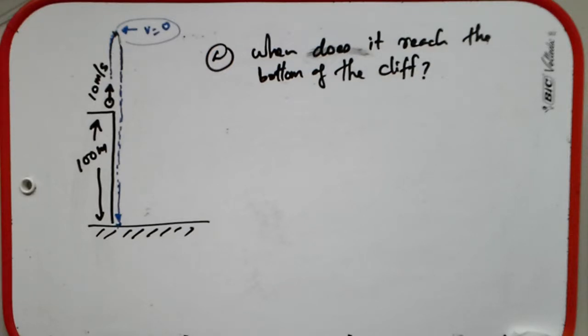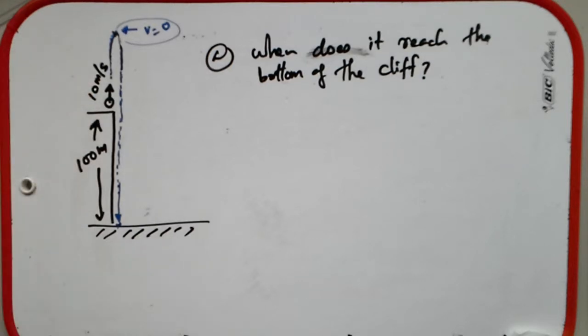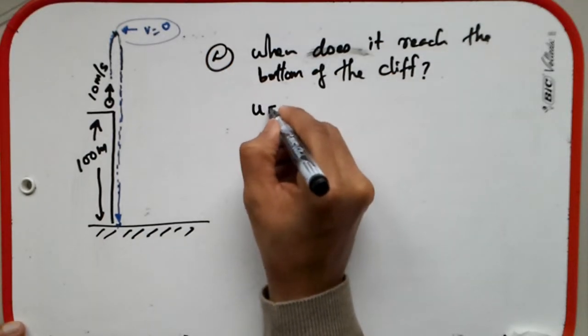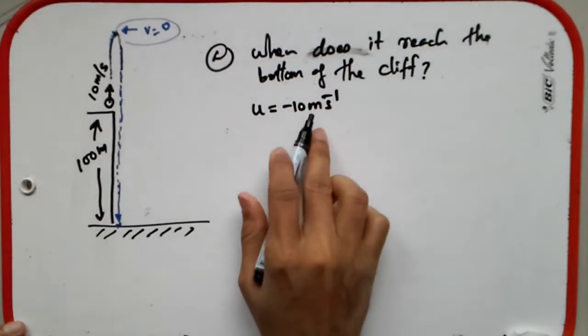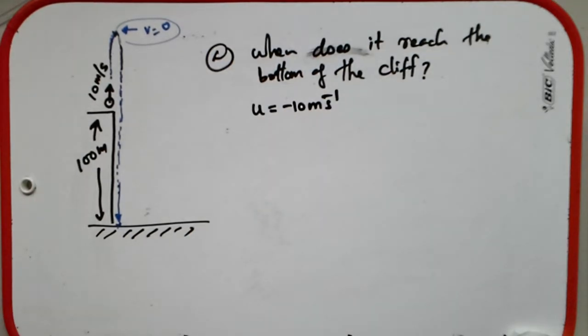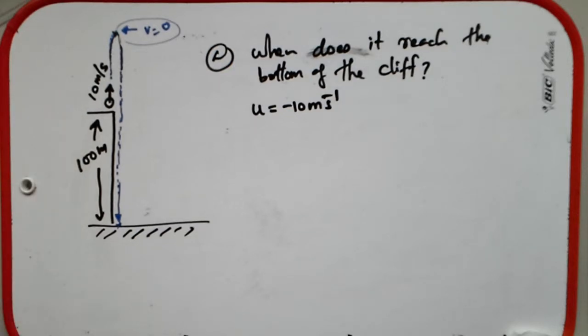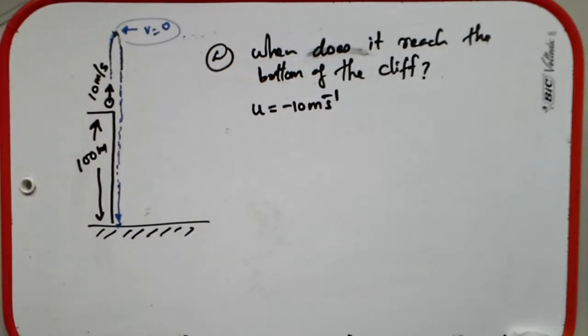Well, what I'm going to do is, you are actually throwing the ball with 10 meter per second upward, but for simplicity I will assume you are throwing the ball with minus 10 meter per second downward. Because velocity is a vector quantity, if you say 10 meter per second upward, I can say minus 10 meter per second downward. Both are equivalent.